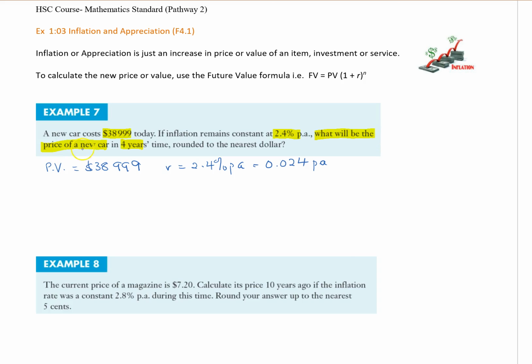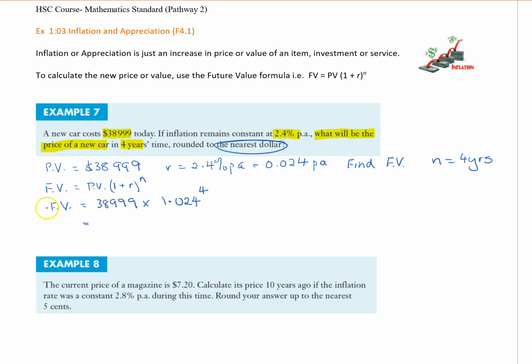The next few words give us the actual question. What will be the price of a new car? So find the price, the future value of the car, and the time is 4 years. We do know that the time and the rate have to be in the same units, which they are, and it does say round to the nearest dollar. So you can see I've written my formula. We're finding the future value. We've put in the present value number times 1 plus r. Just put a 1 in front of your r, to the n, and n is 4 years.